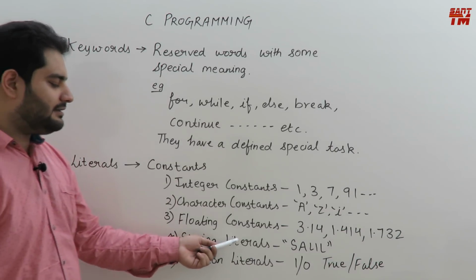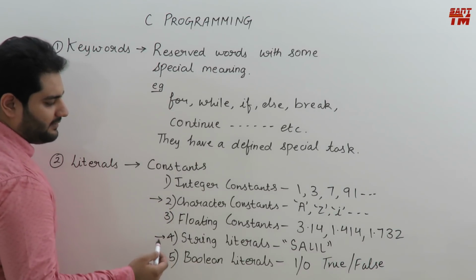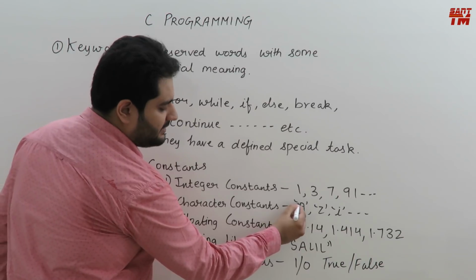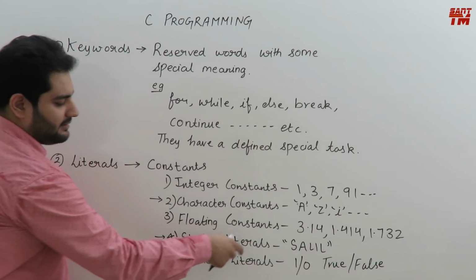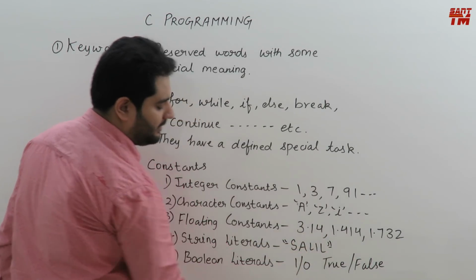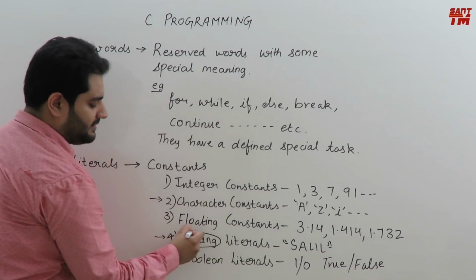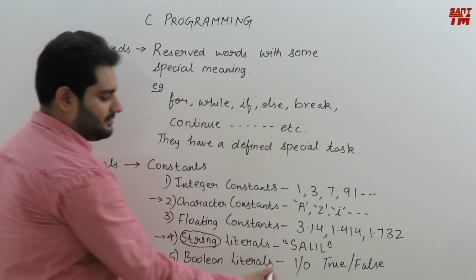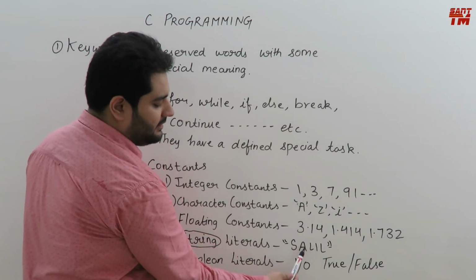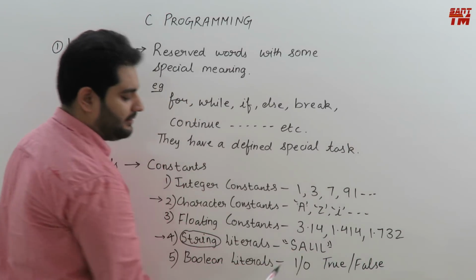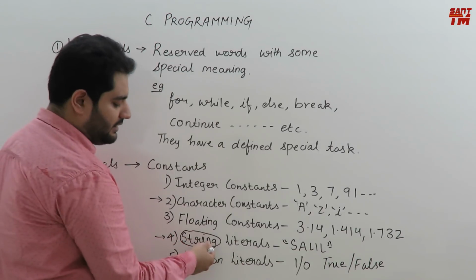Then string literals. There is one difference between a character and a string literal. The difference is that a character is always represented within single quotes. You can see single quotes with Z, single quotes with I, but string literals are represented with double quotes in C programming. Now, what exactly is a string literal? A string is basically a collection of characters. Like you can see the string SALIL. There are 5 characters: S, A, L, I, and again L. So whenever we combine characters to form a single word, it is called a string.